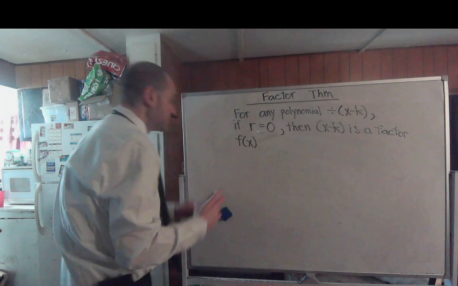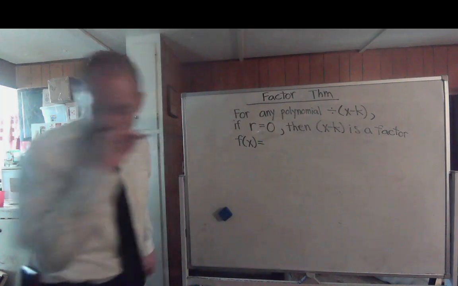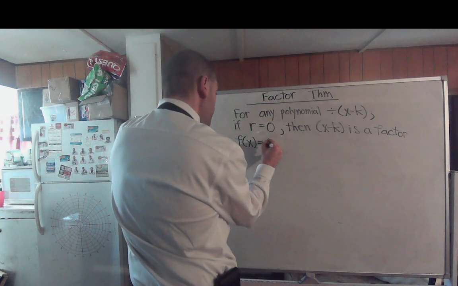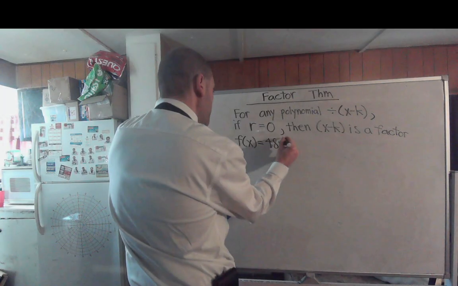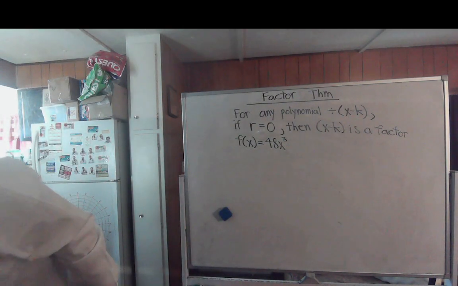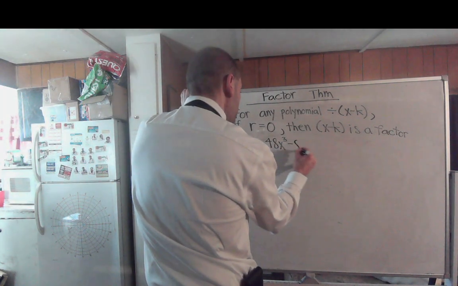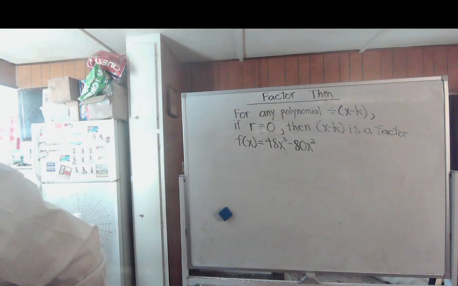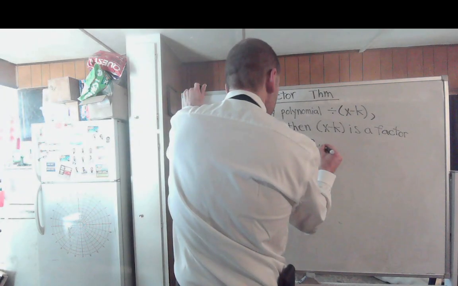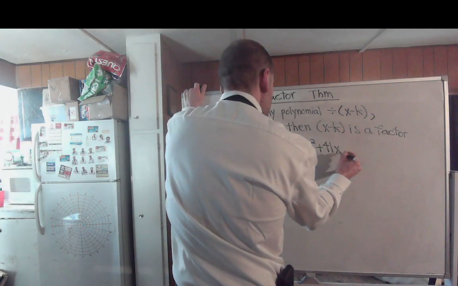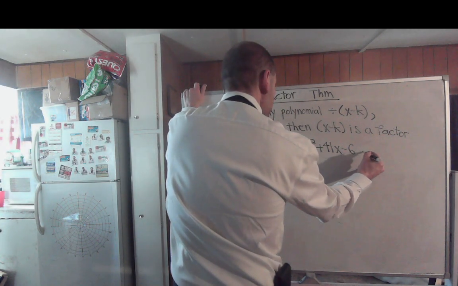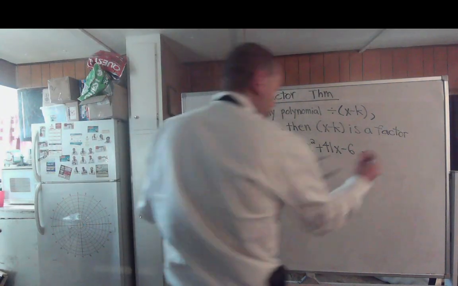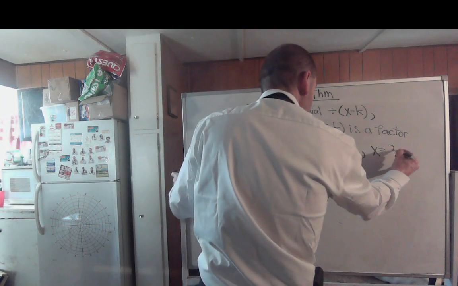All right. F of x equals, wow, big one, 48x to the third minus 80x squared plus 41x minus 6. And this looks pretty hideous, I'm not going to lie. Your value of x is going to be 2/3.